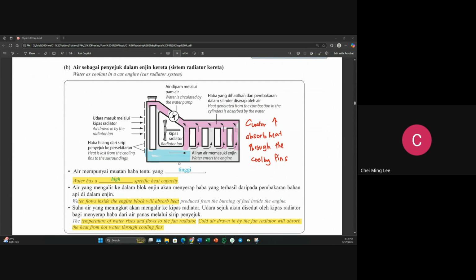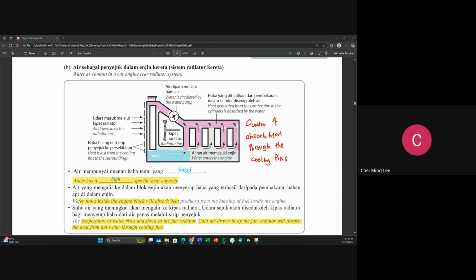Can you understand? This is hot water going up. So passing through here, the air is drawn in by the radiator fan. So the air is cooler. So the heat will be lost through the cooling fins to the surrounding, because the air sucked in will bring away the heat. So the water will be cooled down. So the water now becomes cool here and is dragged again by the pump like that. So it becomes circulated. So the heat is lost due to the air drawn by the radiator fan.